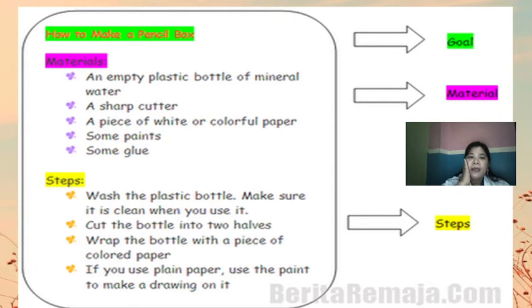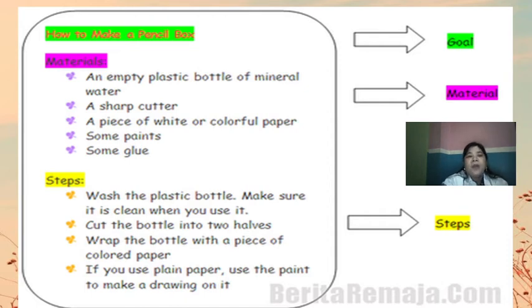And then number two, the generic structure of the procedure text is materials. What are the materials to make a pencil box? An empty plastic bottle of mineral water and a scrap cutter, a piece of white or colorful paper, and some paint and some glue. So that's the material to make a pencil box. And then the next step.